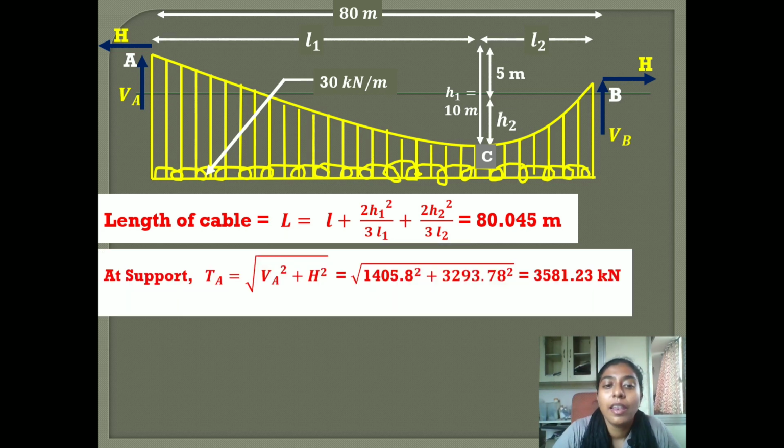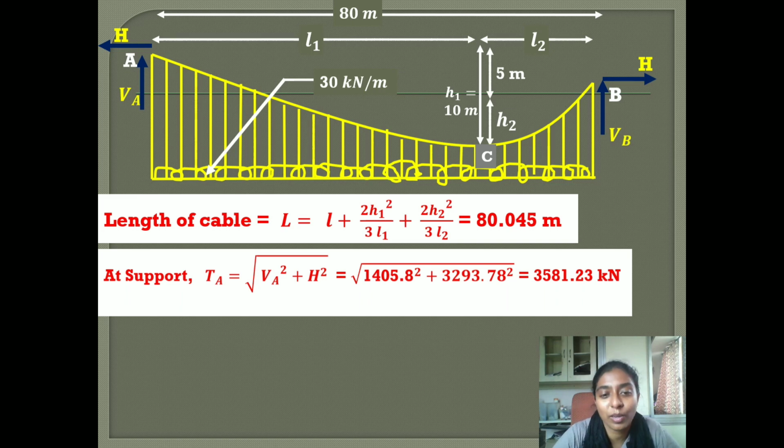Okay, now we will find the maximum tension and minimum tension. So we know the maximum tension will be at the supports. When the supports are at the same level and it is subjected to UDL, the tension will be the same at both the supports. When the supports are at different levels, the maximum tension will be at the highest support. Here the highest support is A. We will have the maximum tension at A.